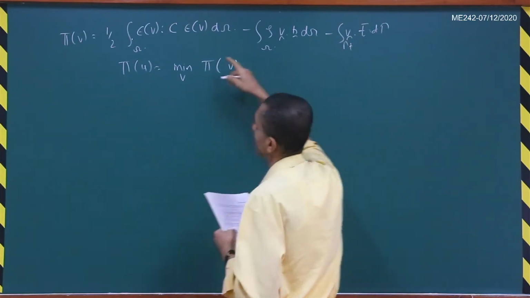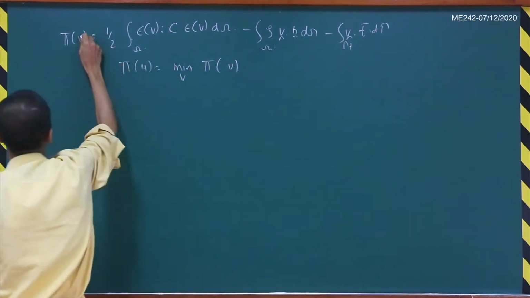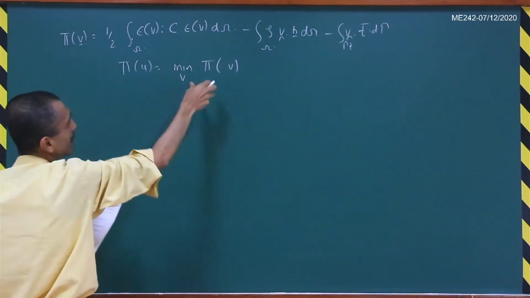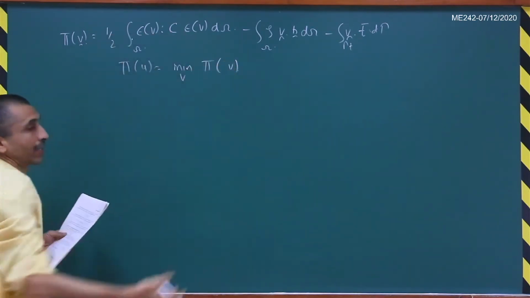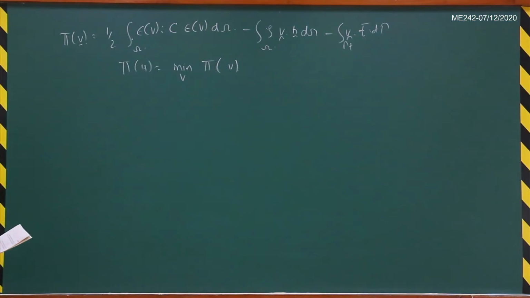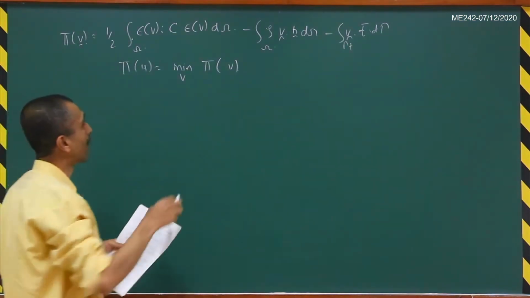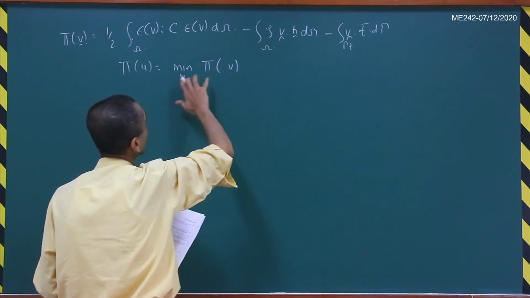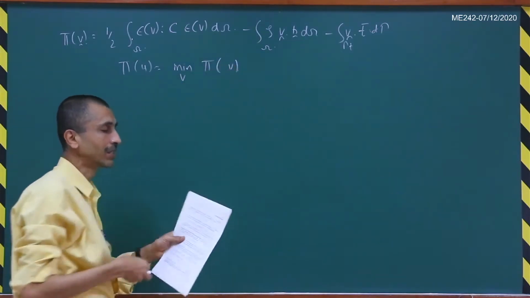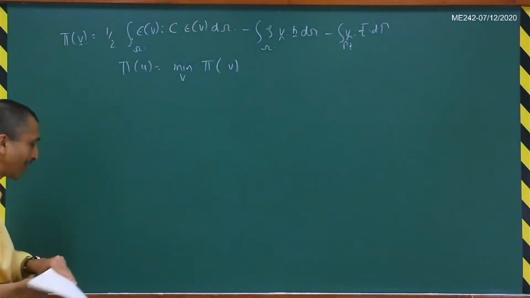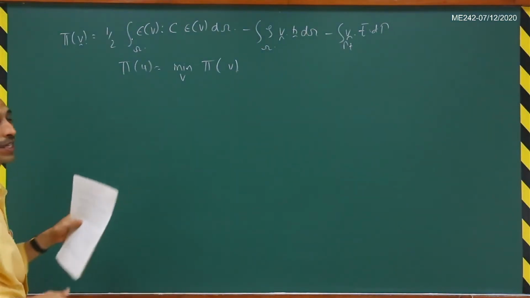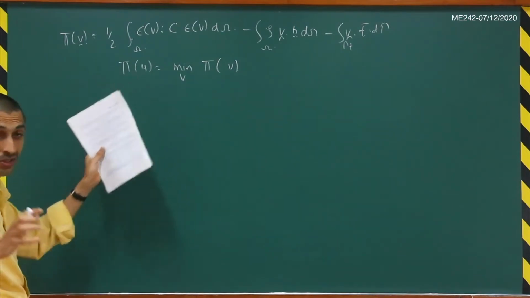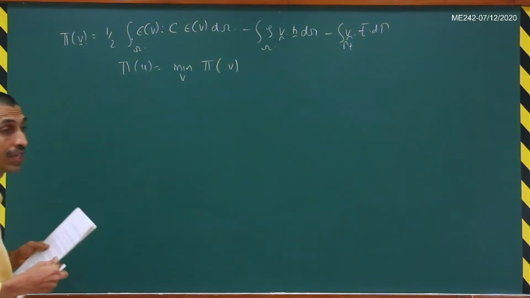Last time I think I had written it as phi of u instead of that, but since here there is phi of v, I have written it in the form of phi of v here. And so if you minimize this potential energy functional over all kinematically admissible fields v, then the minimizer is u, that is the actual solution of the problem.